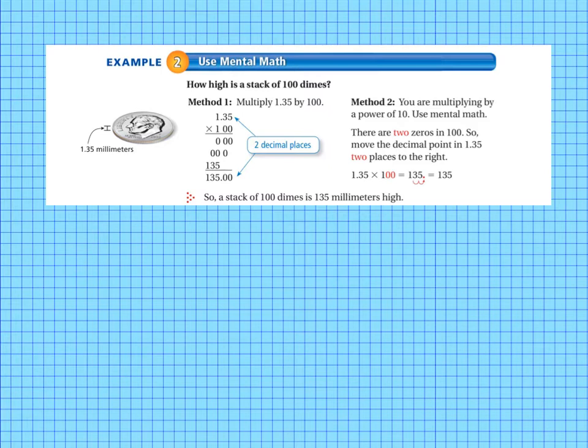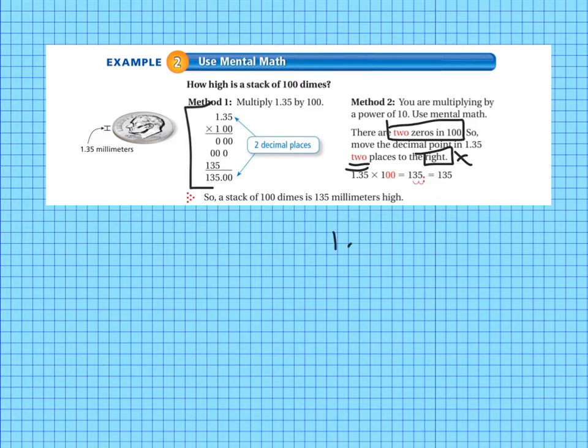How high is a stack of 100 dimes? Method 1, multiply 1.35 times 100. So this is using the method that we just learned in the previous example. So we multiply by all those zeros and then we move our decimal point. Or it says you are multiplying by a power of 10. Use mental math. There are 2 zeros in 100. So we're moving the decimal point in 1.35 2 places to the right. We move it to the right because we are multiplying. So we move it 2 places because there are 2 zeros.